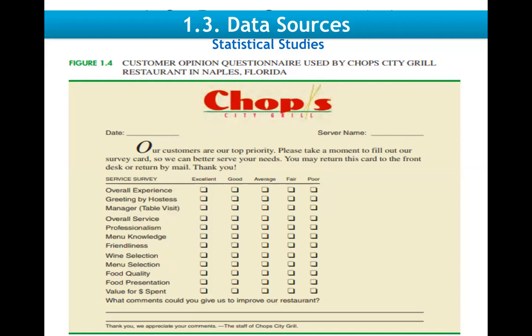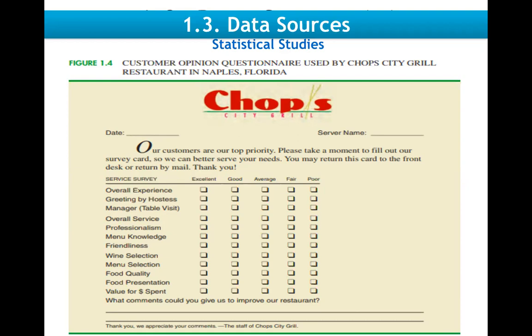Here, sometimes the data needed for a specific application are not available through existing sources, right? In such cases, the data can often be obtained by conducting a statistical study, right? Statistical studies can be classified as either experimental or observational.